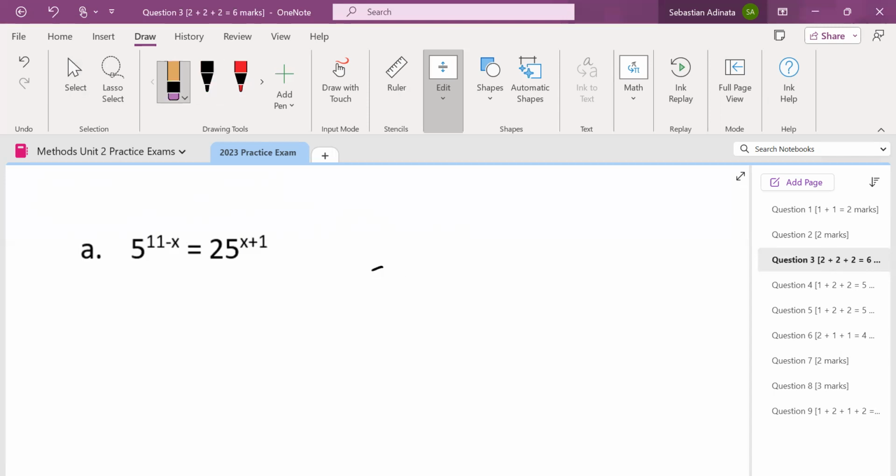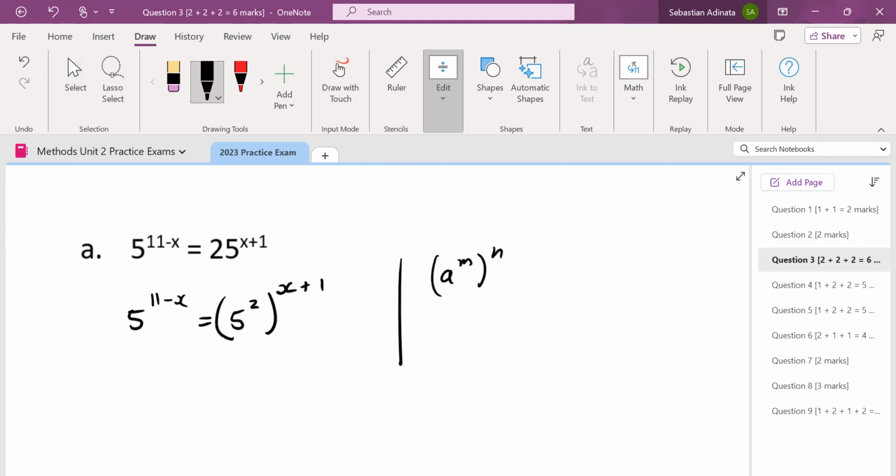So we're going to use this fact to know that 5 to the 11 minus x is equal to 5 squared, make sure we keep the brackets, to the x plus 1. Now using our indices rules, if we have a to the m to the n, this is equal to a to the m times n. In this case, our m is 2 and our n is x plus 1, meaning m times n would be 2 times x plus 1, which is equal to 2x plus 2.